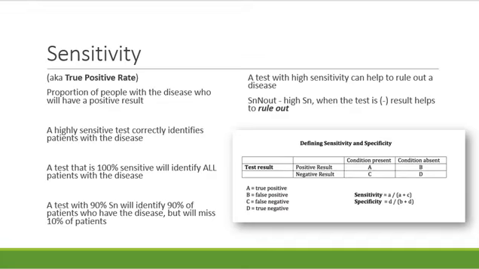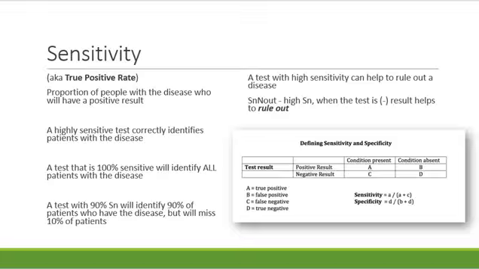Sensitivity is our true positive rate. This is the proportion of people with the disease who will have a positive result. A highly sensitive test correctly identifies patients with the disease. A test that is 100% sensitive will identify all patients with the disease. A test that is 90% sensitive will identify 90% of the patients who have the disease, but will miss 10% of those patients.